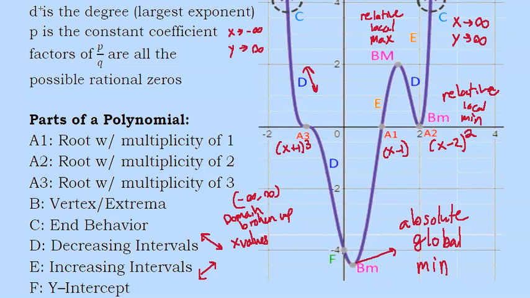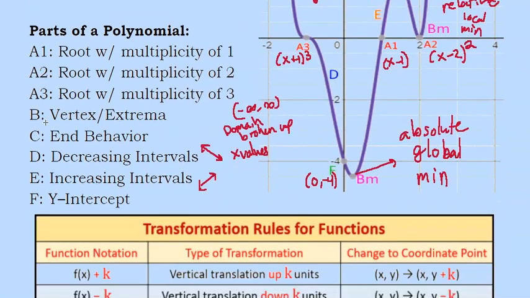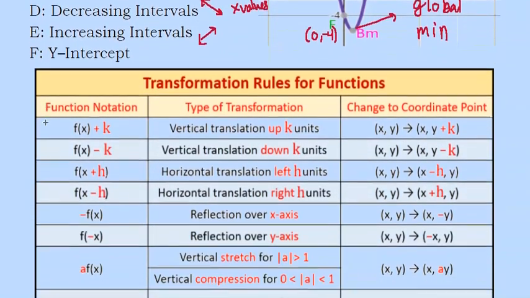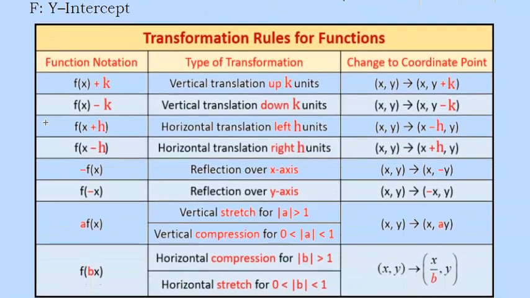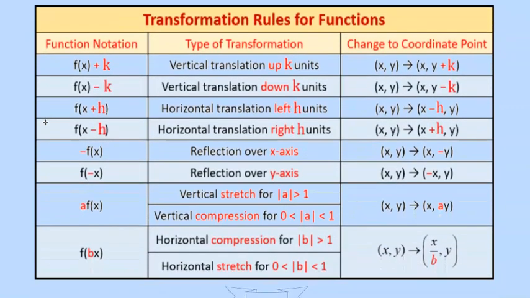And then F is the y-intercept. 0, -4 in this case. And then, just like on almost all the other units from previous parts of this course, we have our transformation rules for functions. It's the same exact stuff as last time.